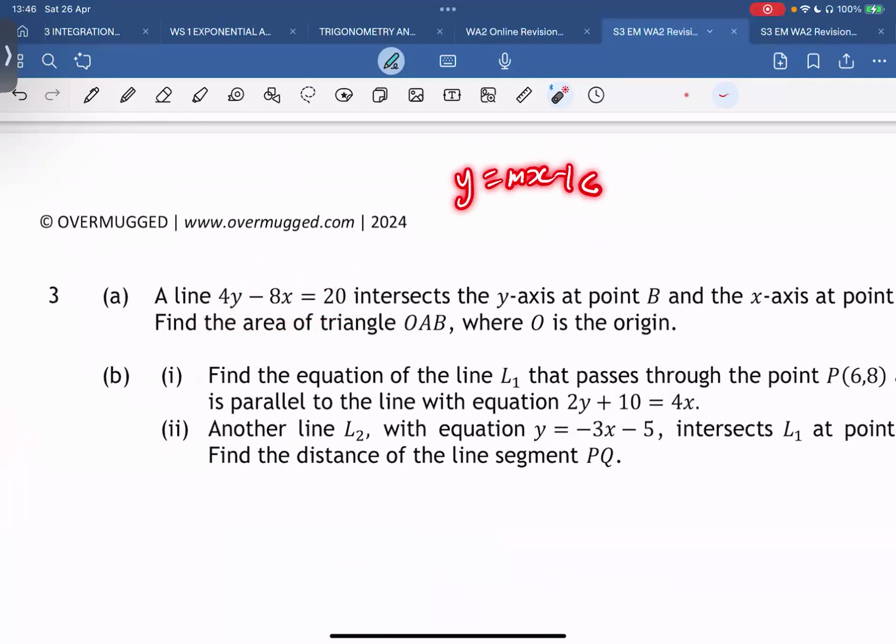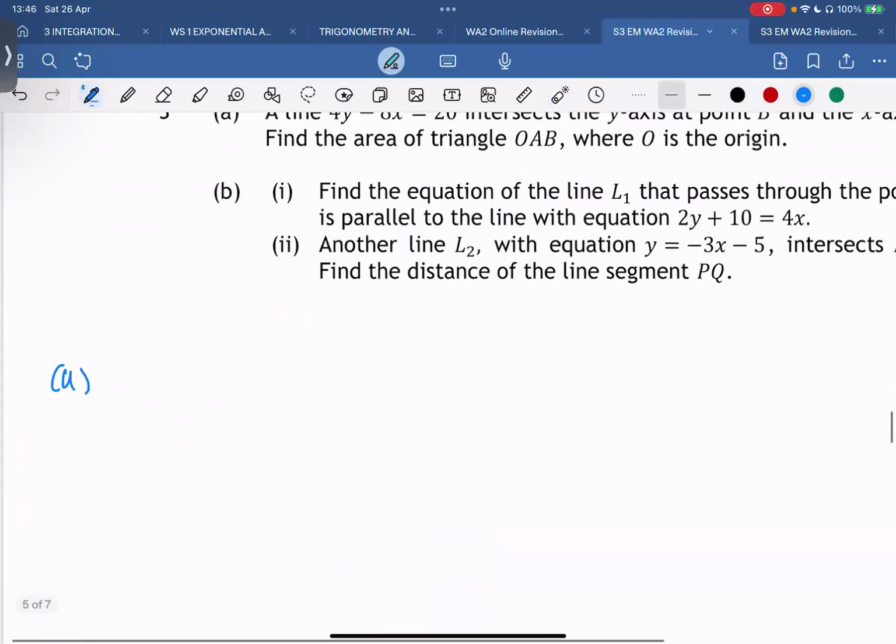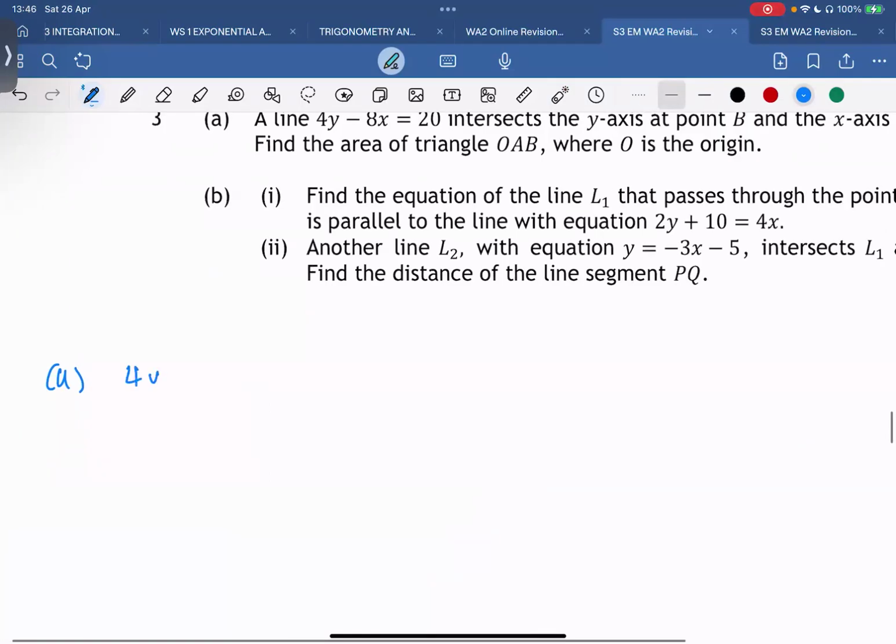How to do that? We just simply have to make y the subject. So let me show you. We have 4y minus 8x equals to 20. Okay, make y the subject, right? So I must move the 8x over first. Then I must divide by 4. So this will give me y equals to 2x plus 5.